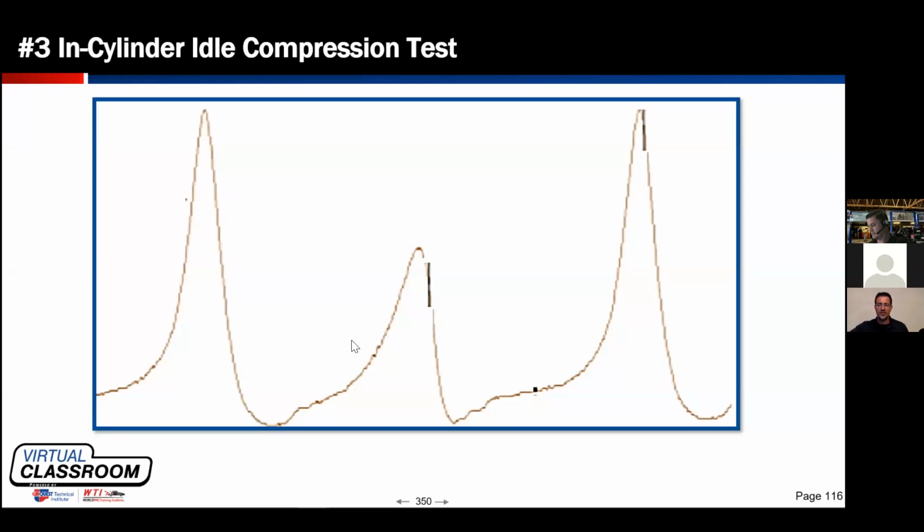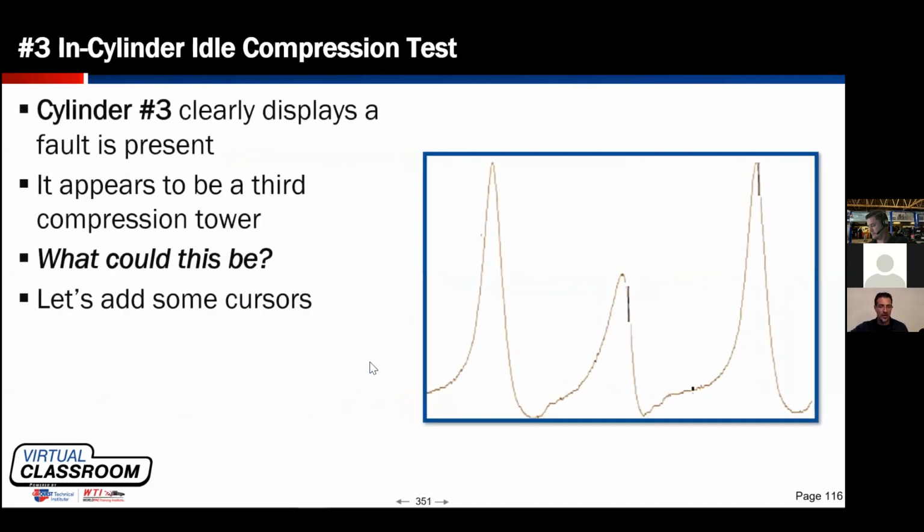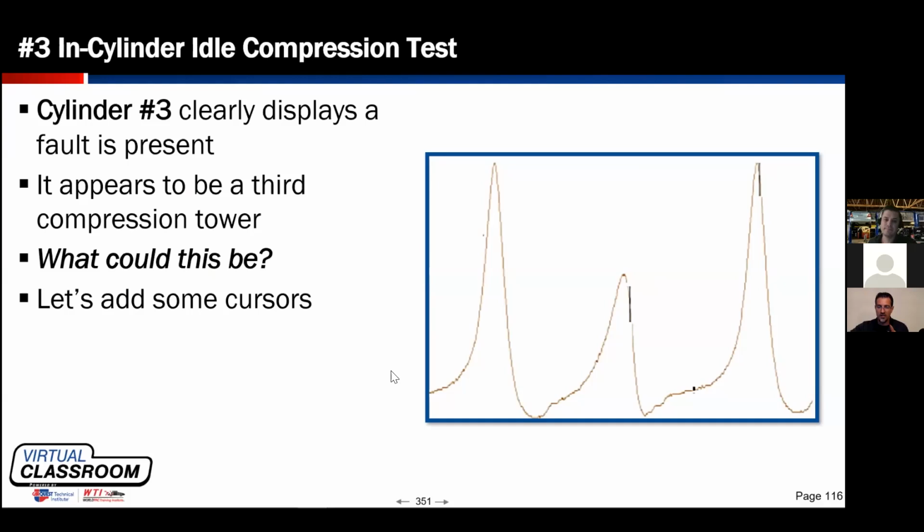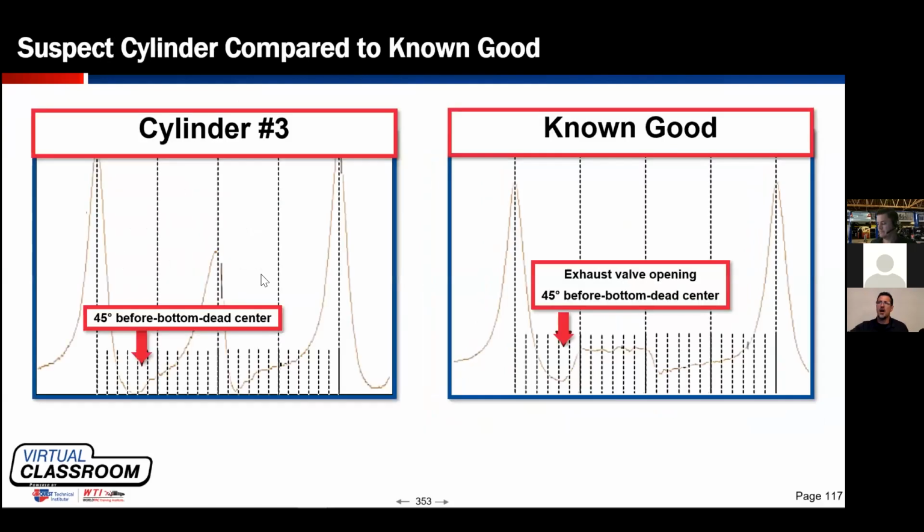So we're down to, could this be a cam lobe? Could this be a lifter issue? Let's check that out. That's certainly a possibility, right? Please raise your hand if it could be a cam lobe or a lifter issue. Definitely a possibility. Let's prove that out. So if I put some cursors on here, I'm going to compare to a known good cylinder, right? One right next door.